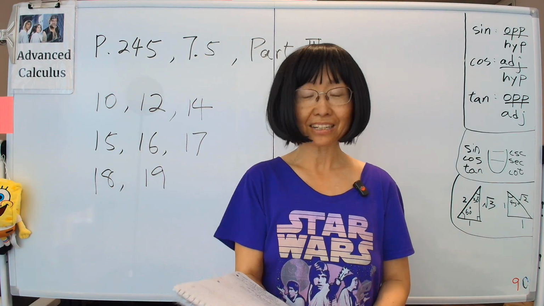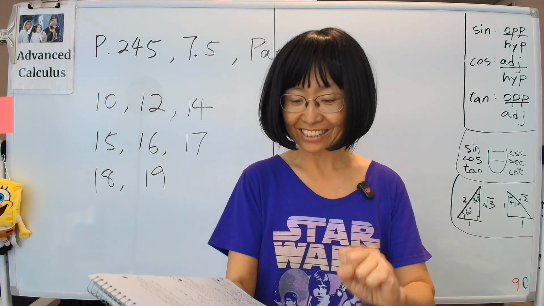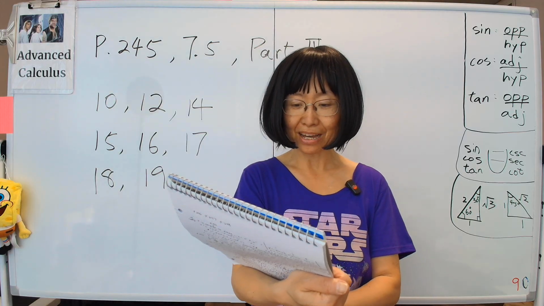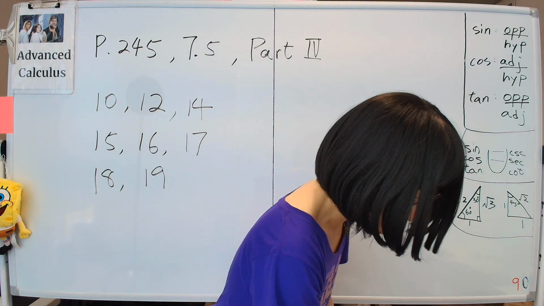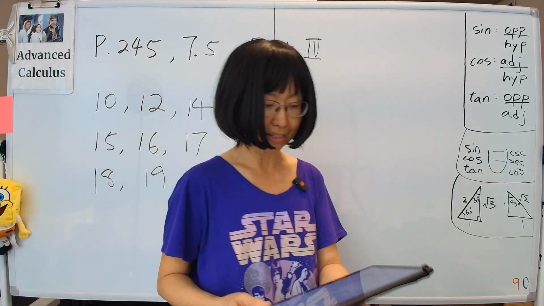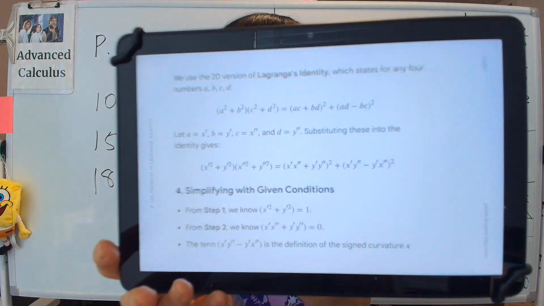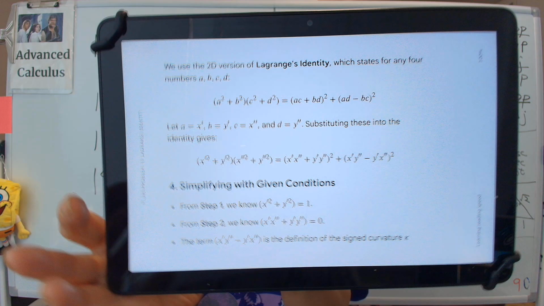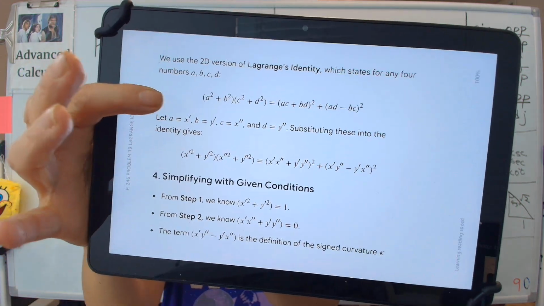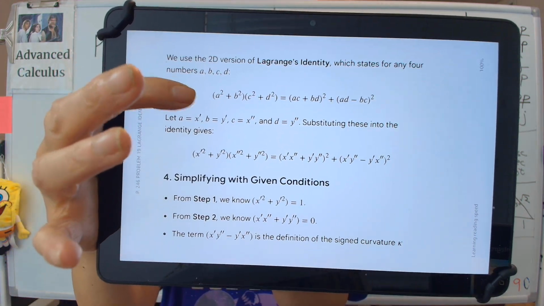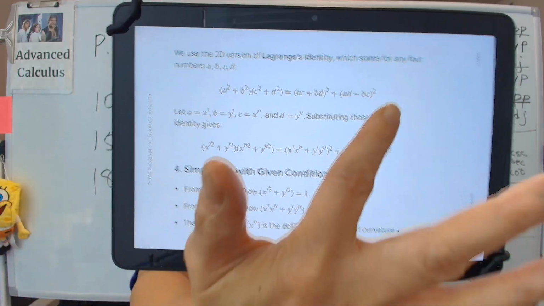Okay, there's a quick, easy trick that we can apply to take care of this matter. The trick is called the 2D version of the Lagrange Identity, which I will show you here. Okay, and so here's what AI told me. We'll use the 2D version of the Lagrange Identity, which says that this equals that.